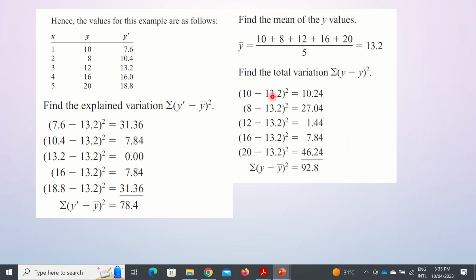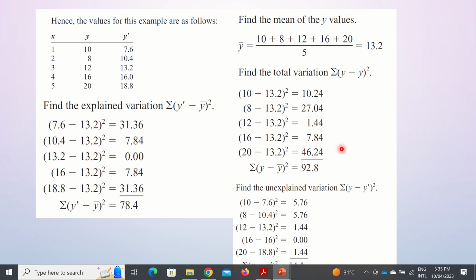Now y bar, as we know, is 13.2, whatever way you find it. If you find the total variation, subtracting this 13.2 from y, squaring and then adding them, the total variation will be 92.8.